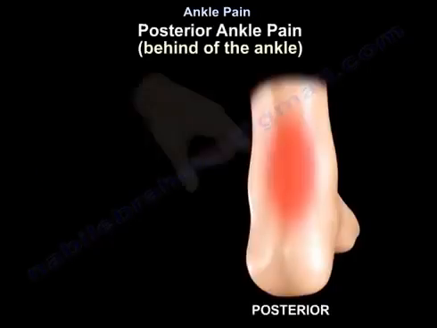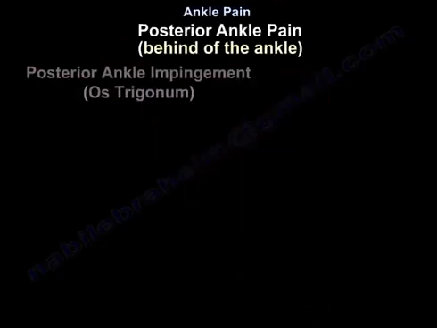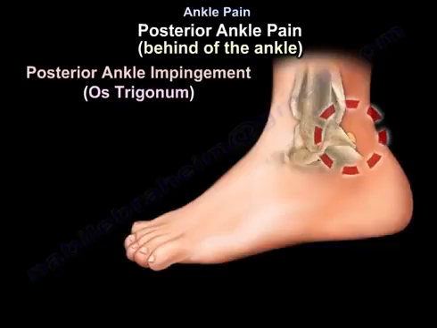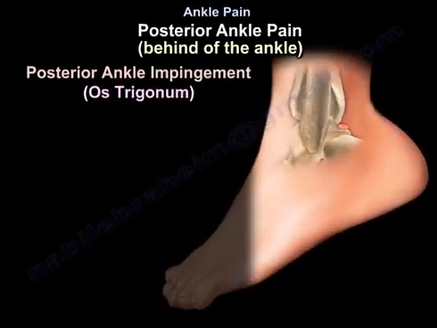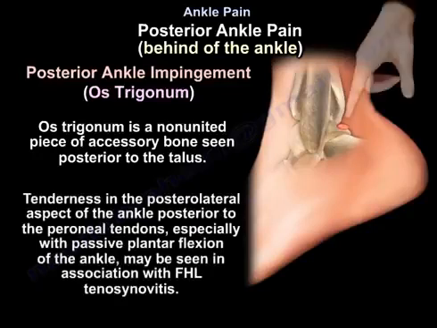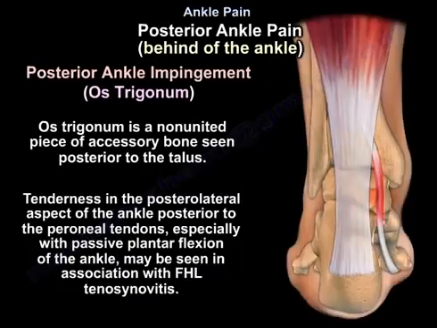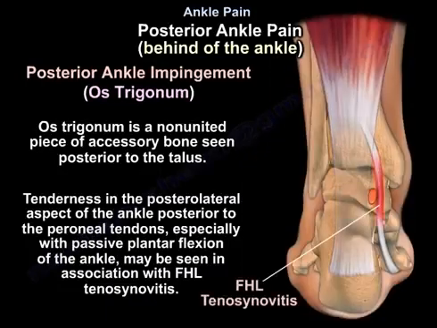What causes pain on the posterior aspect of the ankle? Posterior ankle impingement due to os trigonum. The os trigonum is a non-united piece of accessory bone seen posterior to the talus. Tenderness in the posterolateral aspect of the ankle, posterior to the peroneal tendons, especially with passive plantar flexion of the ankle, may be seen in association with flexor hallucis longus tenosynovitis.